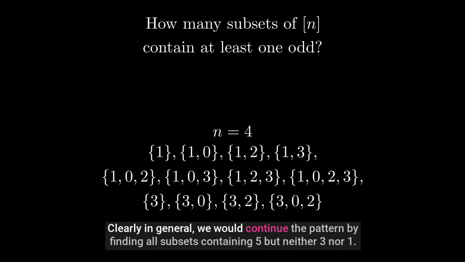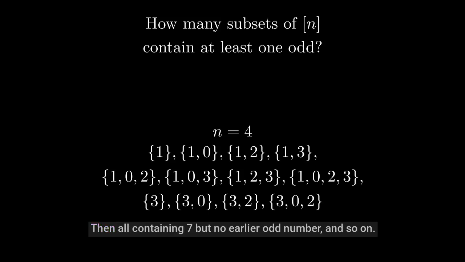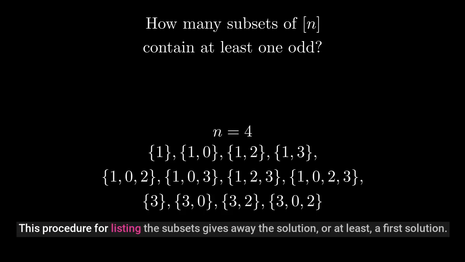Clearly, in general, we would continue the pattern by finding all subsets containing 5 but neither 3 nor 1, then all containing 7 but no earlier odd number, and so on. This procedure for listing the subsets gives away the solution, or at least, a first solution. However, I'm actually not going to pursue this solution. Rather, this was just for warm-up.